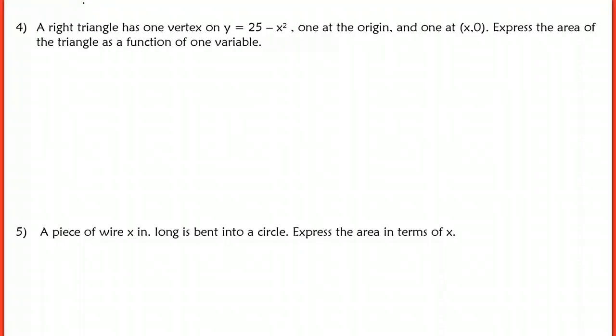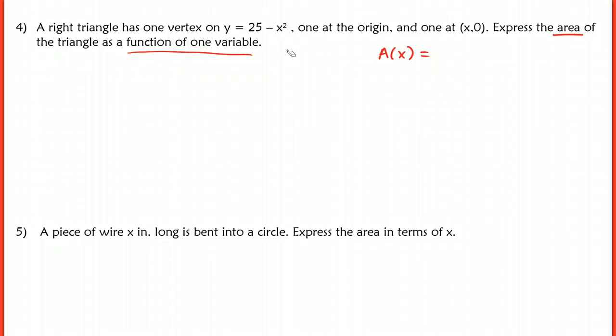Okay, in problem number 4, it says a right triangle has a vertex on y equals 25 minus x squared, one at the origin and one at x, 0. Express the area of the triangle as a function of one variable. Okay, so I see that I'm supposed to write the area as a function of one variable, so that means I'm taking A of x or A of y, so I only have two variables here, x and y.